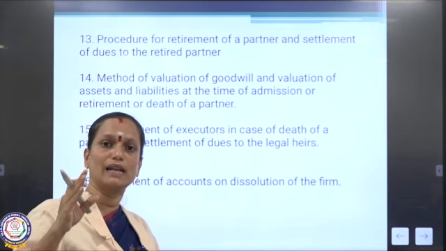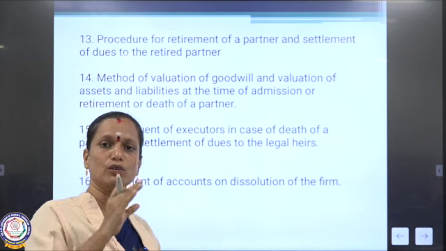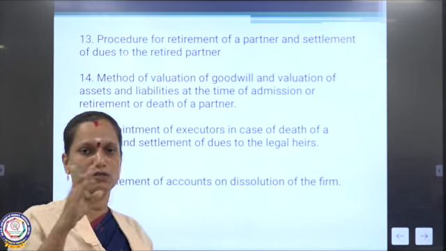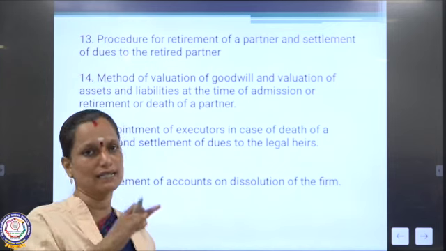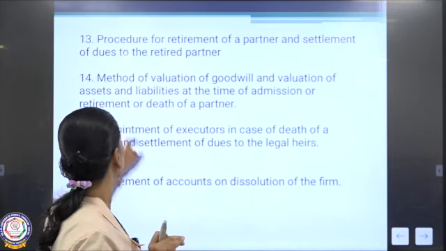Already so many liabilities will be there, how are we going to fulfill all those things? So many assets are there, liabilities will be there. So how we are going to settle his account, that is also very important.